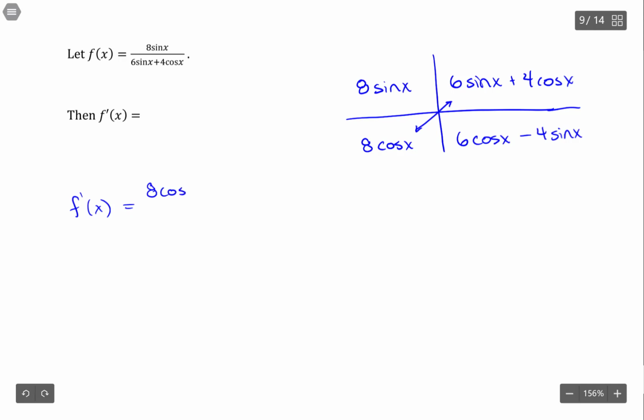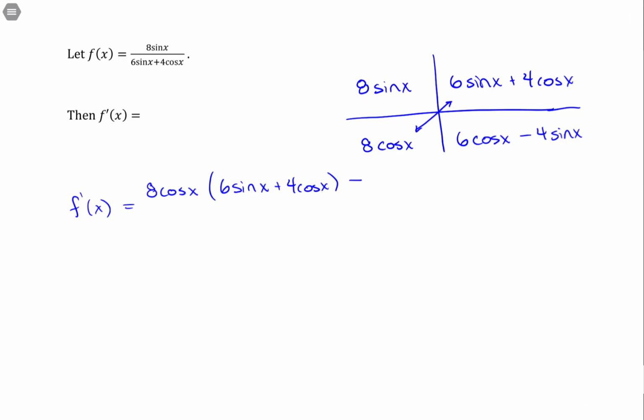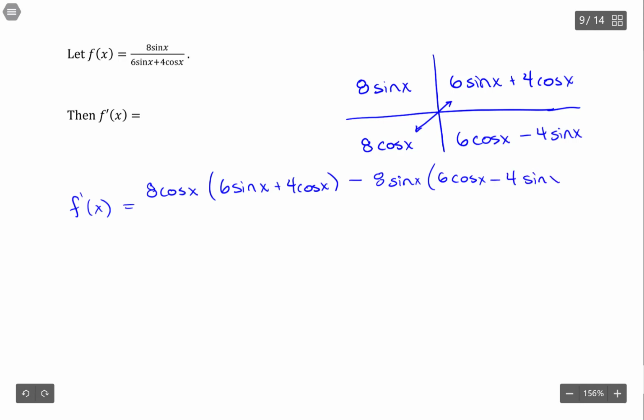8 cosine x times 6 sine x plus 4 cosine x minus, and we put this minus because of the quotient rule, and I think I'll write this one as 8 sine x times 6 cosine x minus 4 sine x. And that will all go over the original denominator squared.